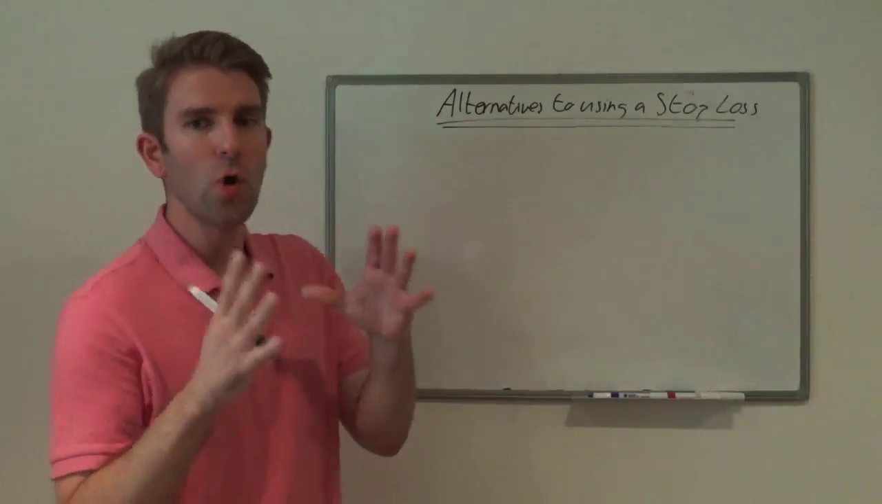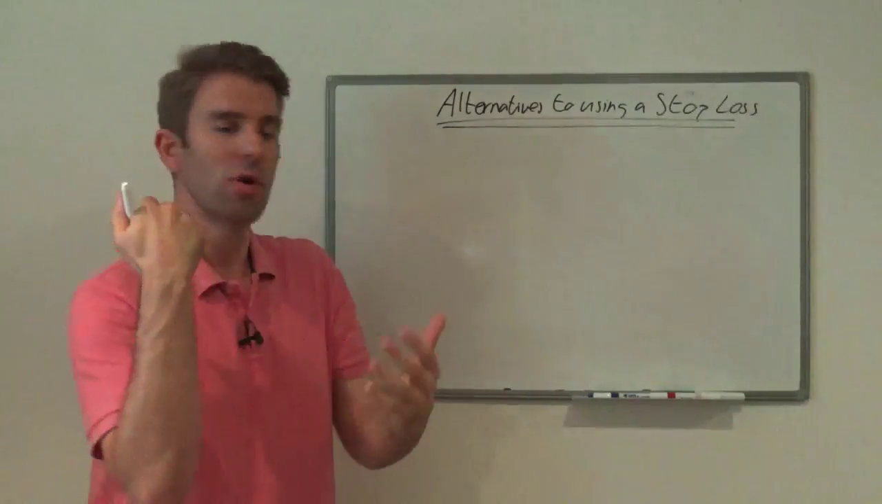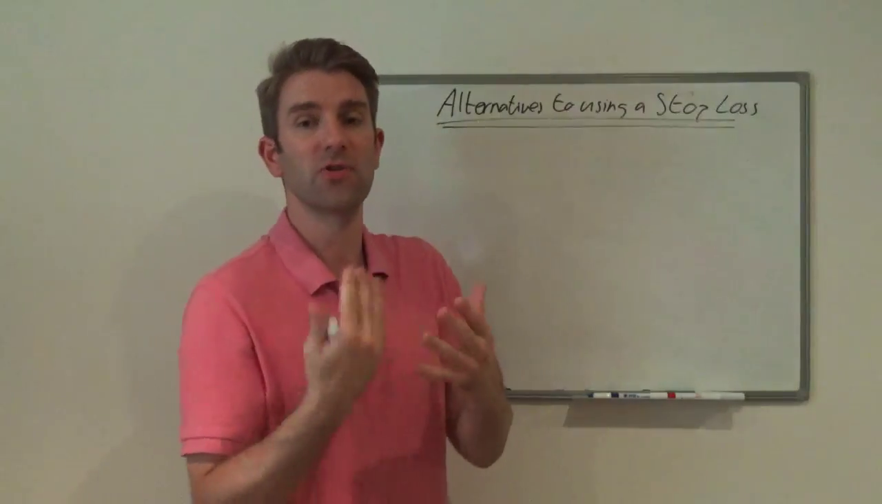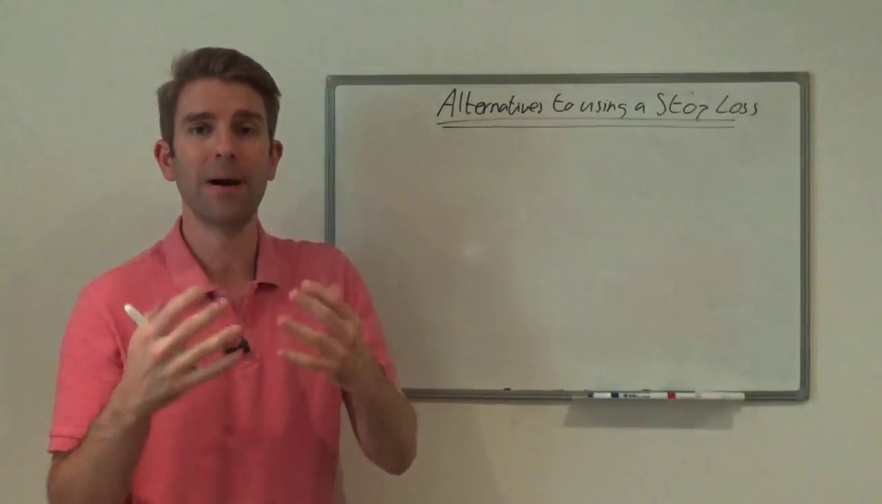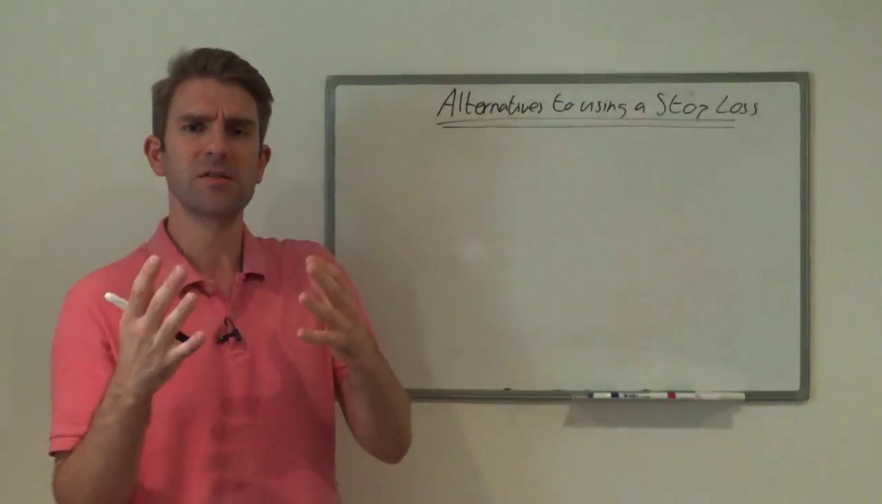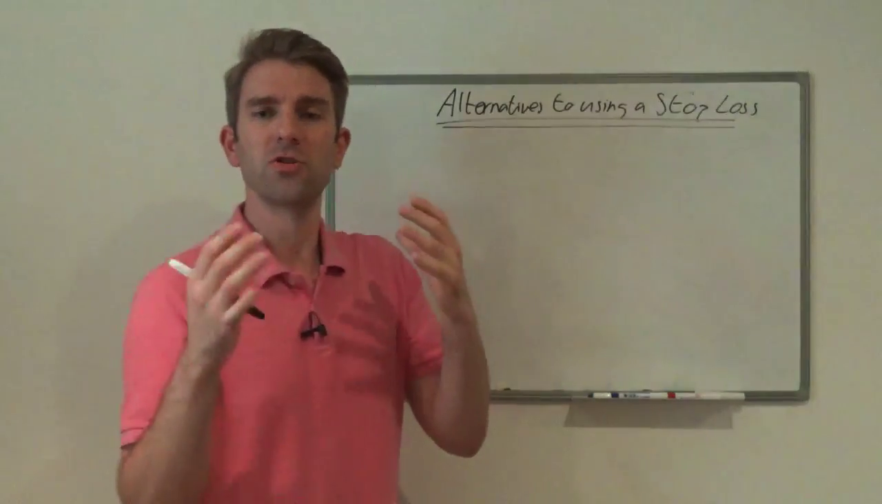So we all know about stop losses. We all know we should be using stop losses. We all know the premise behind it is it stops our loss if the trade goes against us. It limits the impact of the damage of a trade that is going against us. But are there any alternatives for using a stop loss?